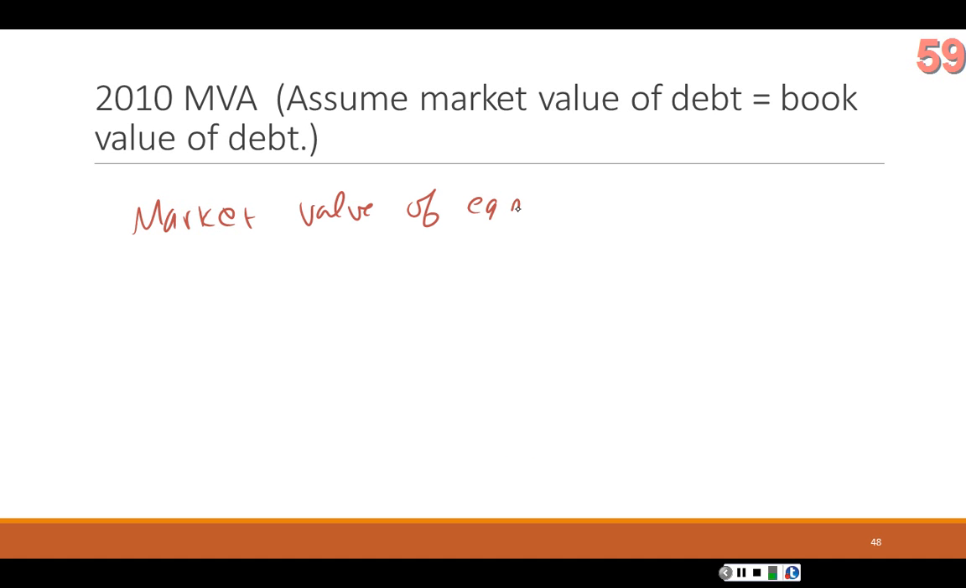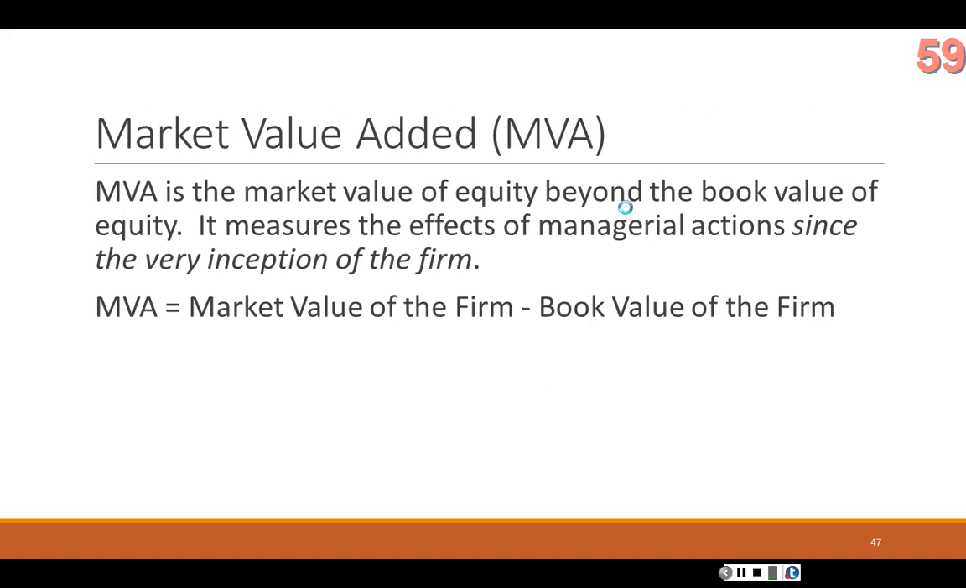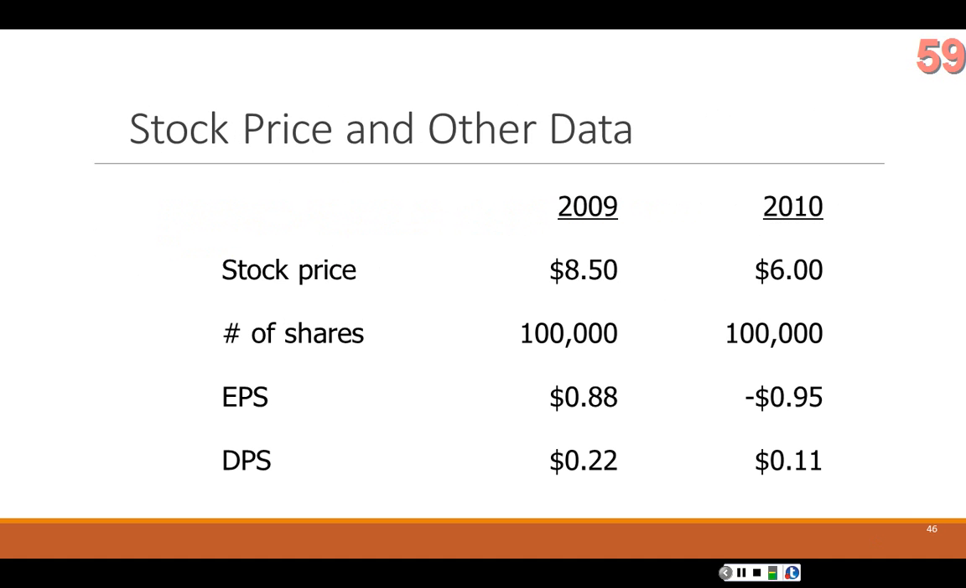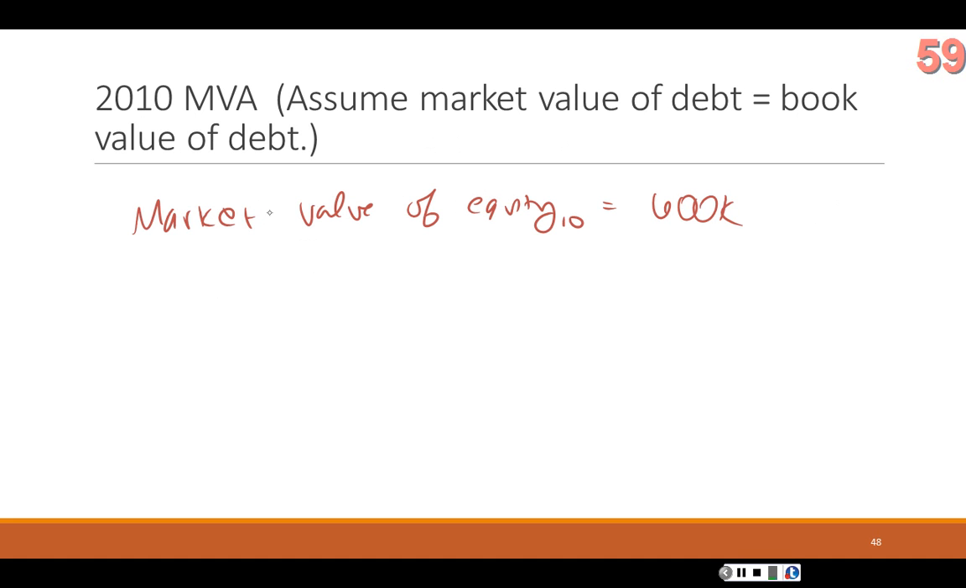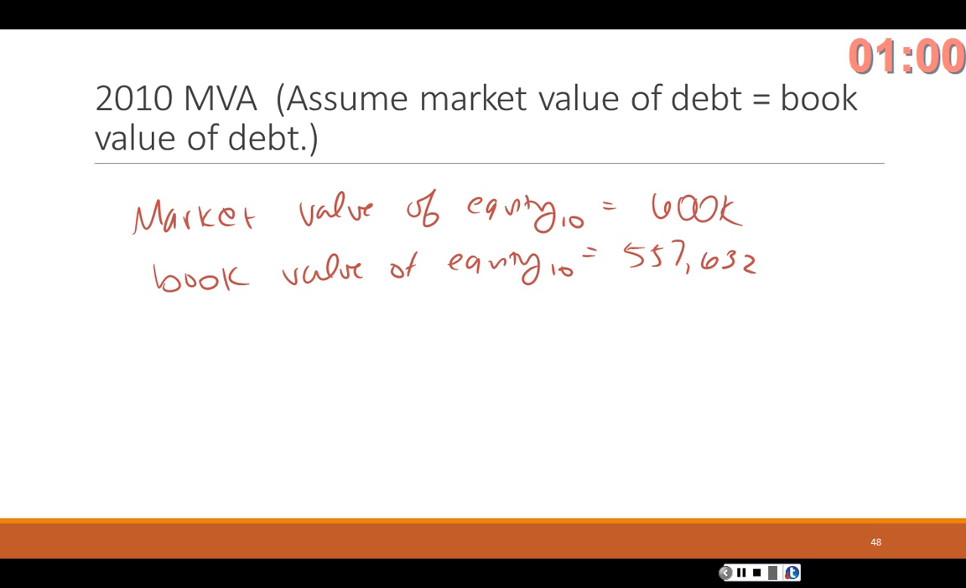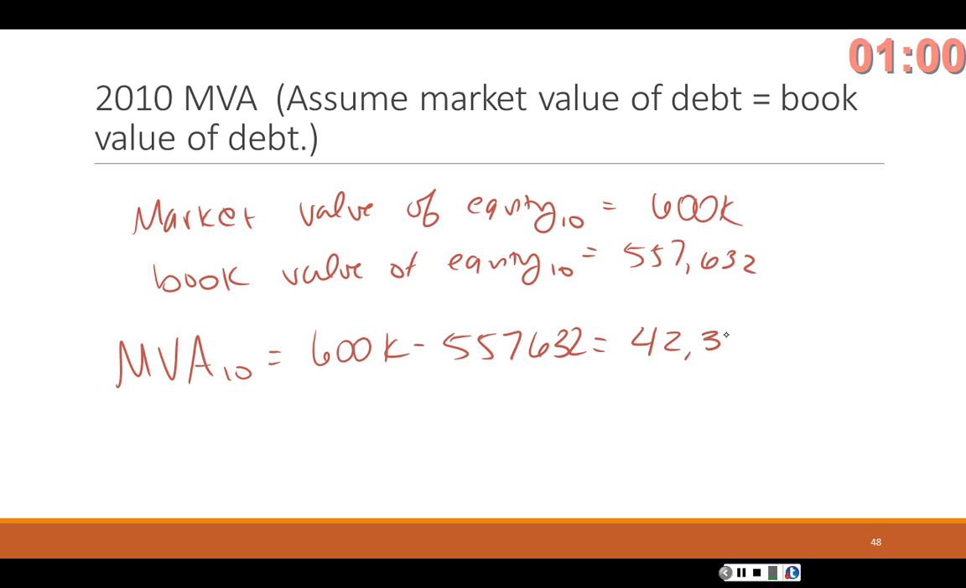So the market value of equity in 2010, we see that there are 100,000 shares outstanding, and they're trading at $6 per share. So the market value of equity is $600,000. And the book value of equity in 2010 is equal to $557,632. You can find this on the Excel sheet, it's total equity. It's on the right hand side, the very bottom of the balance sheet. So the market value added for 2010 is the 600,000 minus the 557,632. So managers, since the inception of the firm, had added $42,368 in value.